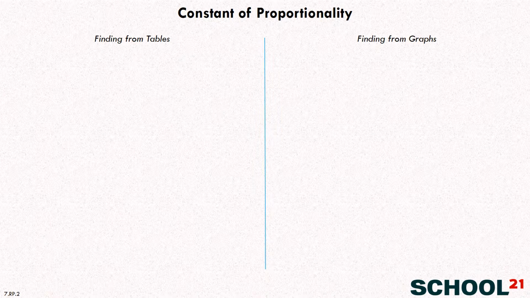Okay, we're here with Rita to talk about constant of proportionality. Ready to go? Yeah. Okay, so we're going to talk about this in two ways. One is finding it from tables, and the other one is finding it from graphs. So let's first talk about tables.